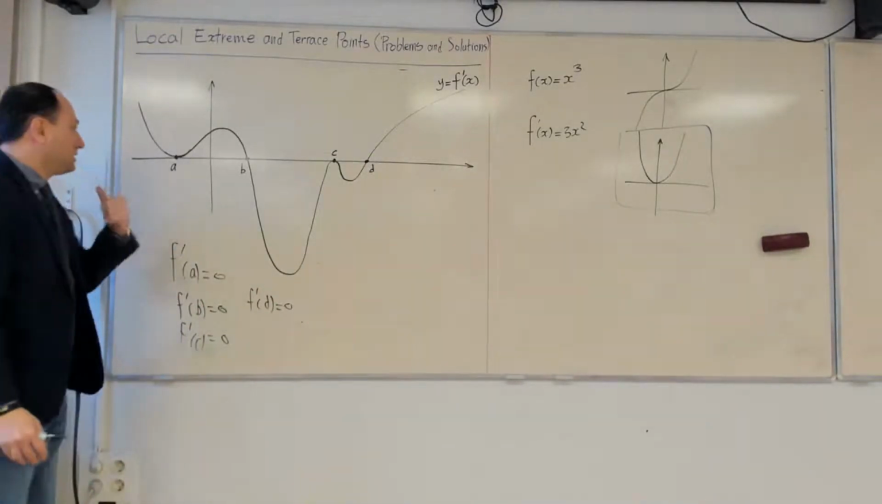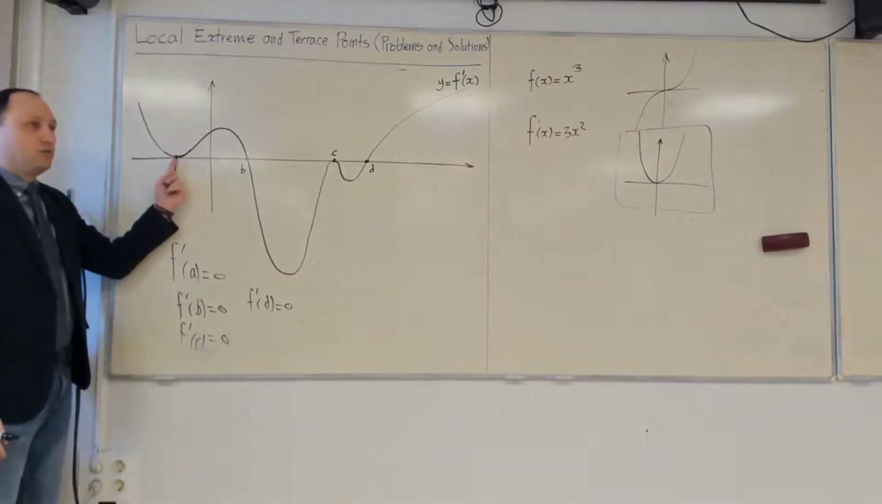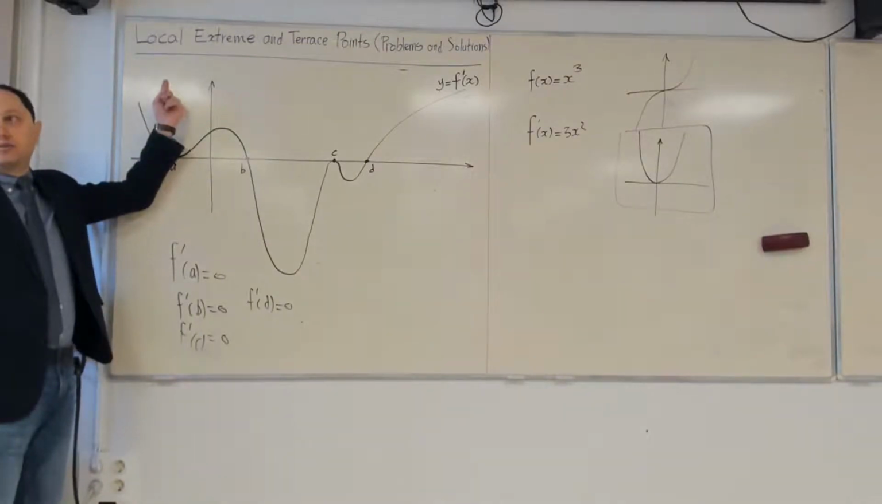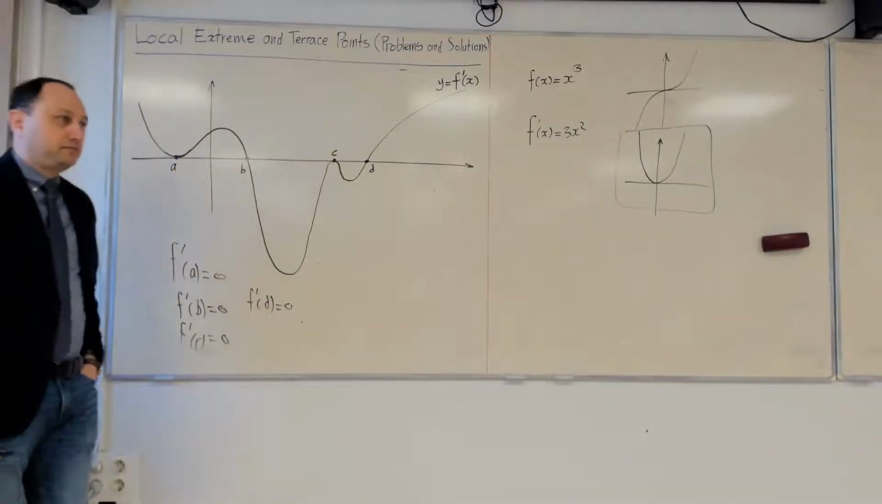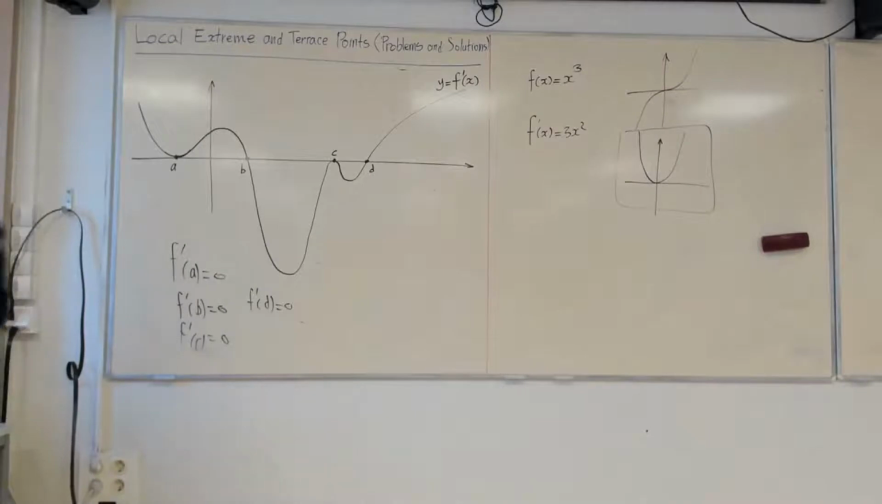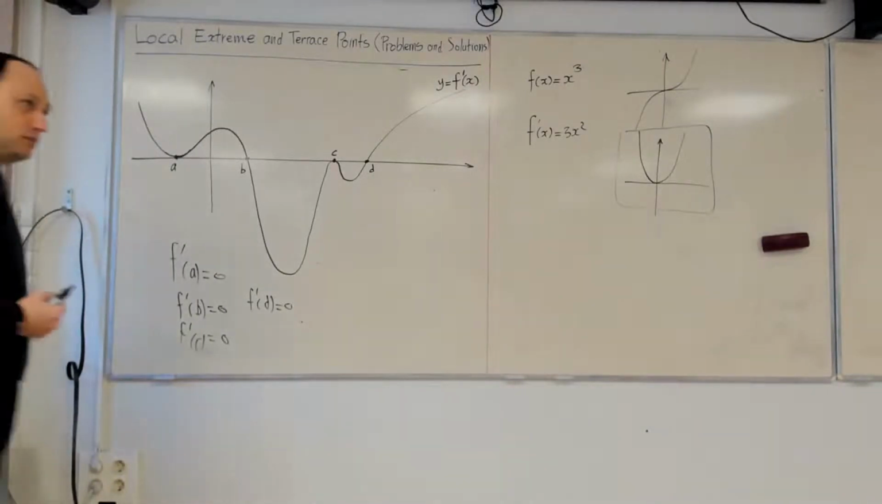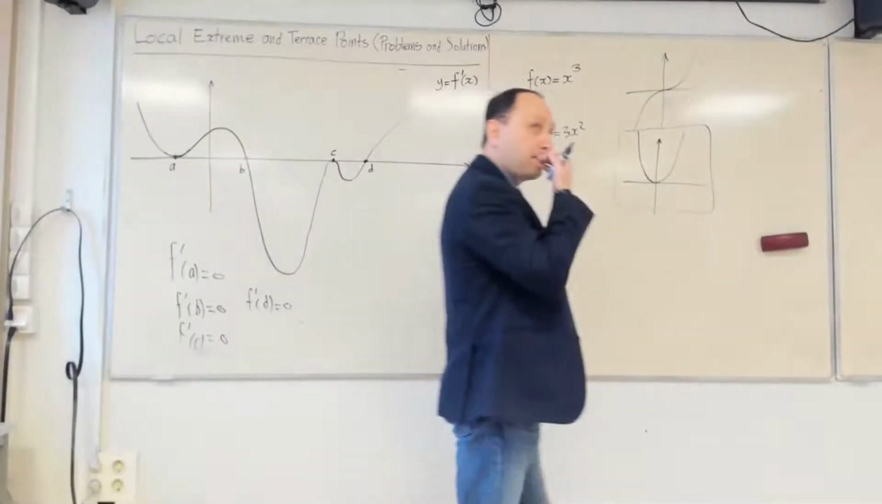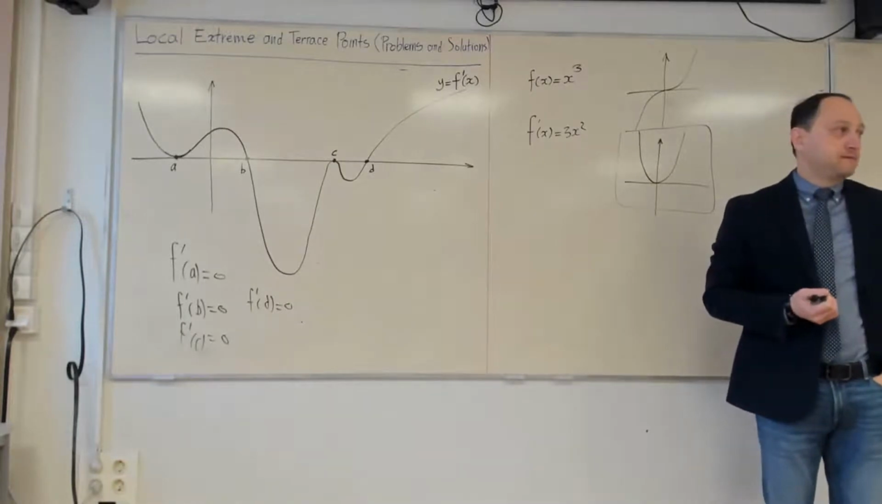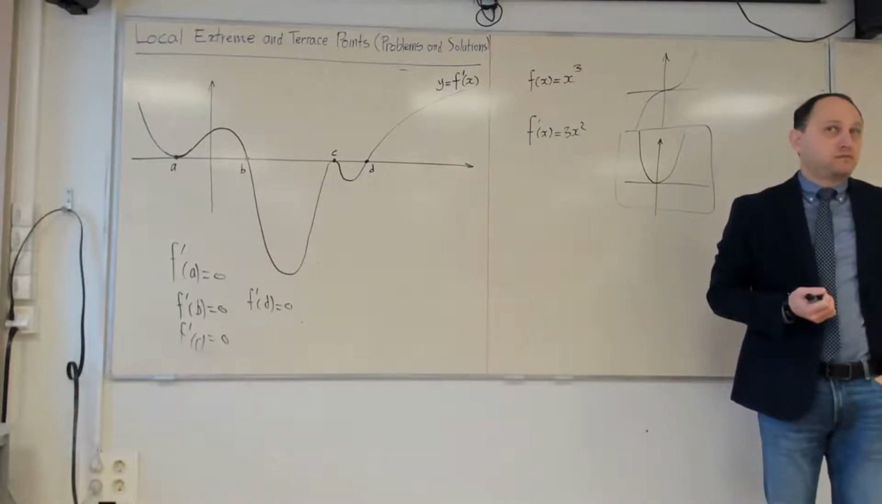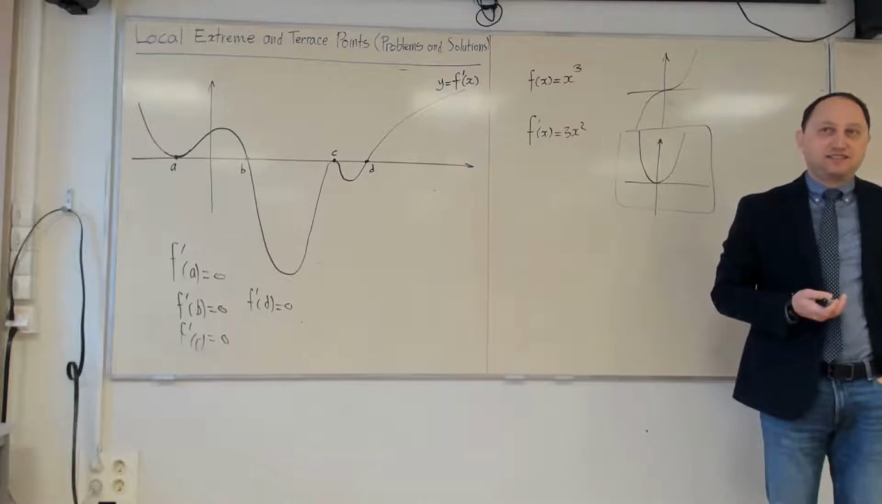But I want you now to tell me, which one do you think would be up there? Is it a local maximum or a local minimum or a terrace point? And how do you come to that conclusion? This is a very nice question in the book. Yes? Is it a terrace because the derivatives before and after are positive?